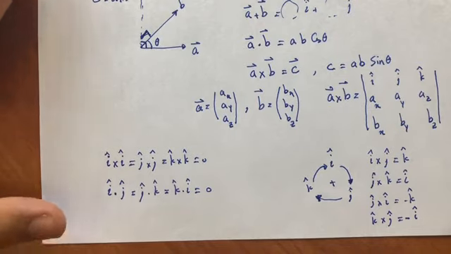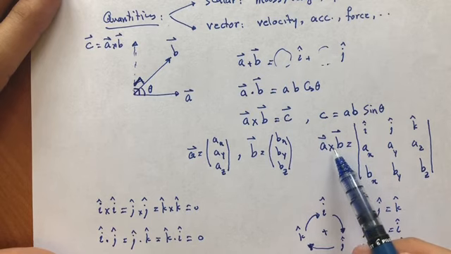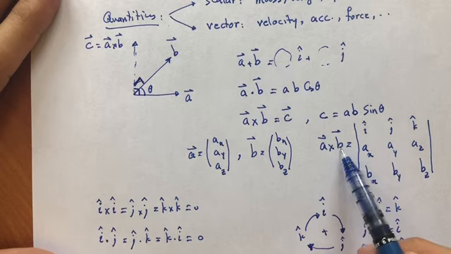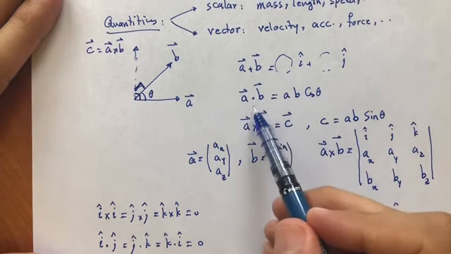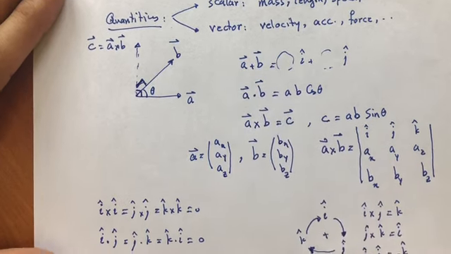Another important point, just a random thing: the order in the cross product is important. A cross B is not equal to B cross A, right? They are opposite of each other. A cross B is equal to negative B cross A. But in the dot product, the order doesn't matter. A dot B is equal to B dot A, okay?